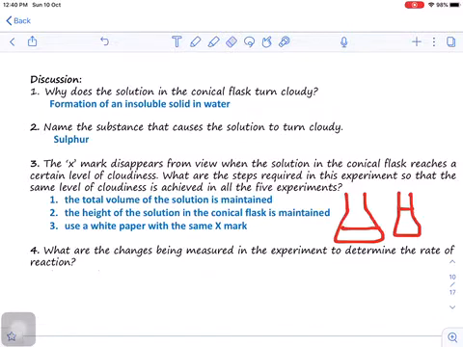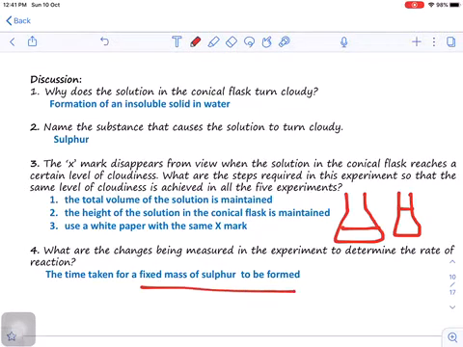So what are the changes being measured in the experiment to determine the rate of reaction? It is the time taken for a fixed mass of sulfur to be formed. Kita anggapkan X mark tu hilang bersamaan dengan same quantity of sulfur yang terbentuk.